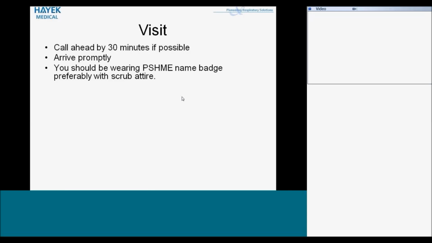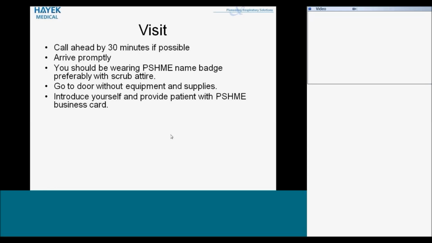You should have a personal support name badge. We don't have those out to everyone yet, but that should be part of something that you have. Typically, you're going to show up in scrub attire. And my advice is to go to the door first without your equipment and supplies if you're bringing the equipment and supplies with you. You want to form a little bit of rapport with the patient and family, so a brief visit before you bring the box with the machine and the stand into the house is probably best. Okay, introduce yourself. You can request generic personal support business cards that have the main number on them.